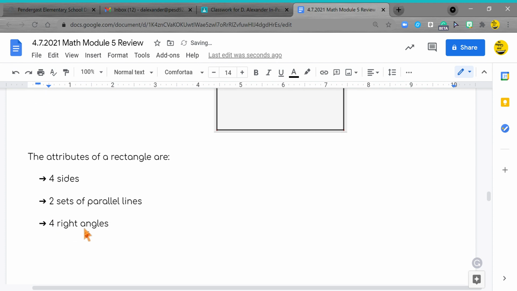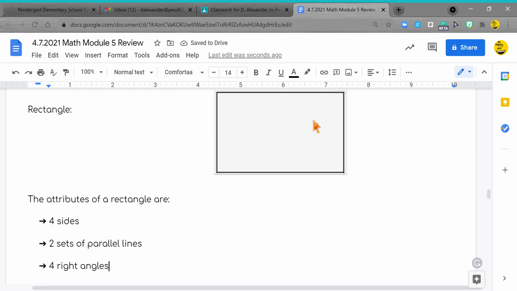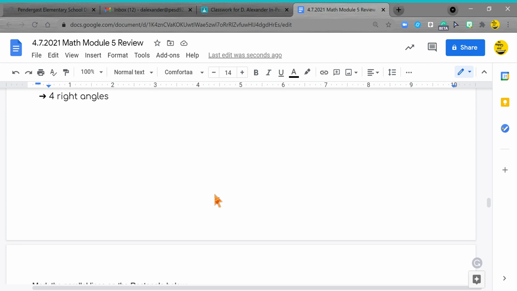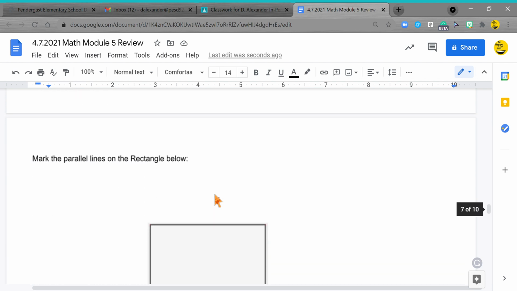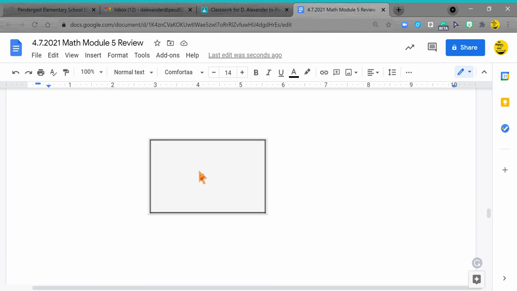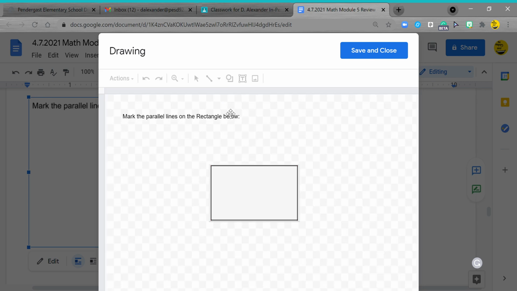Very good, you guys. There you go. We have 4 sides, 4 right angles, and 2 sets of parallel lines. Now I bet we're going to have to go in and mark our lines, mark the parallel lines. So we're going to jump into here.